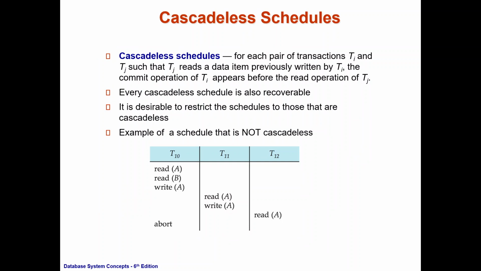Then what is the cascadeless schedule? You see here, read A, read B, write A. Here B is not written, but the A value will be correct. Then read A, write A, and here read A. Here what happens? For each pair of transactions Ti and Tj, such that Tj reads a data item previously written by Ti. Here, the A value is already written, so reading that A does not conflict, and again it is writing A. Then T12 is reading the value of A, so there is no conflict. This is an example of a schedule that is not cascade based.